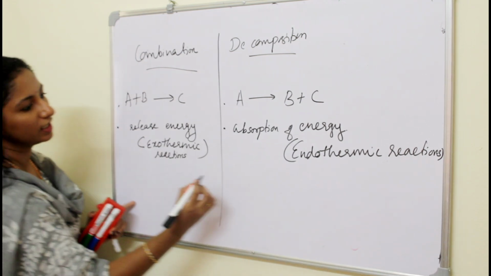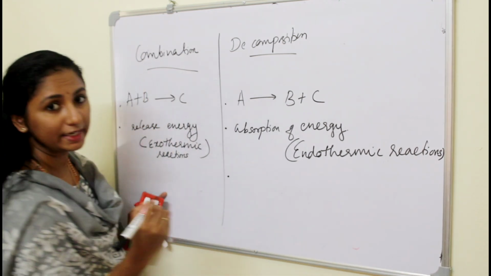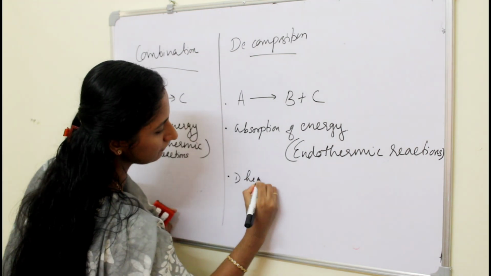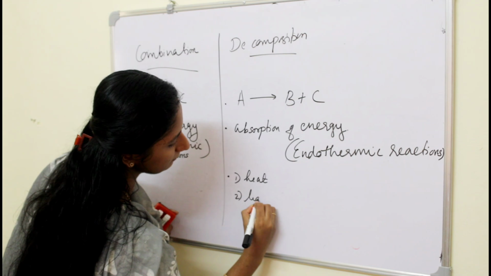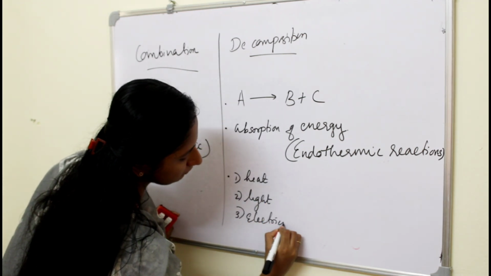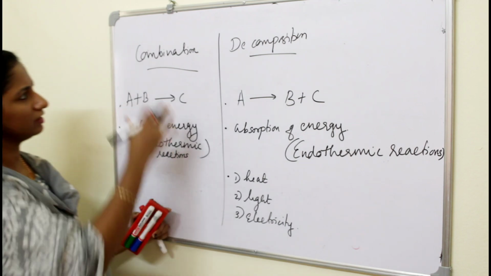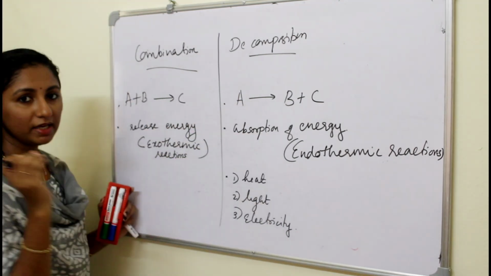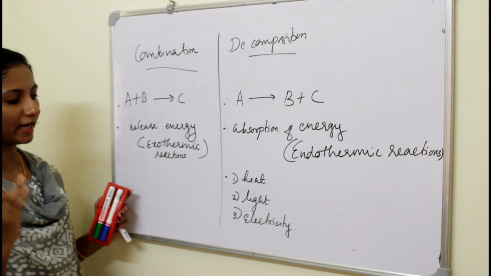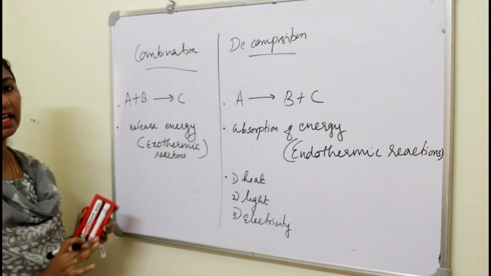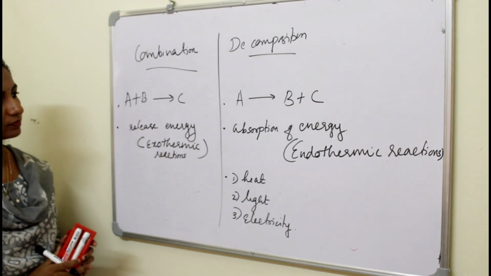Okay. And decomposition can be done by the application of heat, light and electricity. Okay. And this can be done by any way. Okay. So actually decomposition can be done mainly by the application of heat, light or electricity. So these are all about combination and decomposition reactions. Okay.